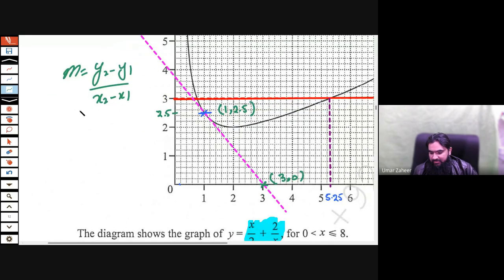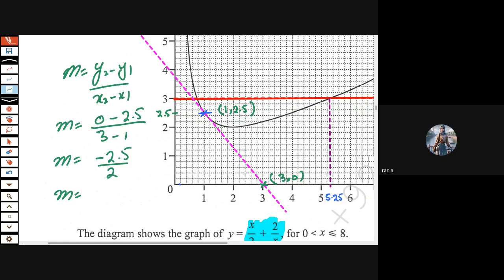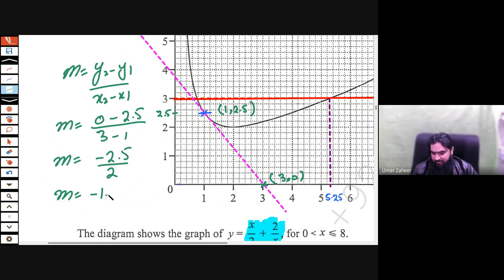So we have to find the gradient. The gradient is y2 minus y1. So 0 minus 2.5 divided by 3 minus 1. We'll get the gradient minus 2.5 divided by 2. Yes, that will be equal to negative 1.25.